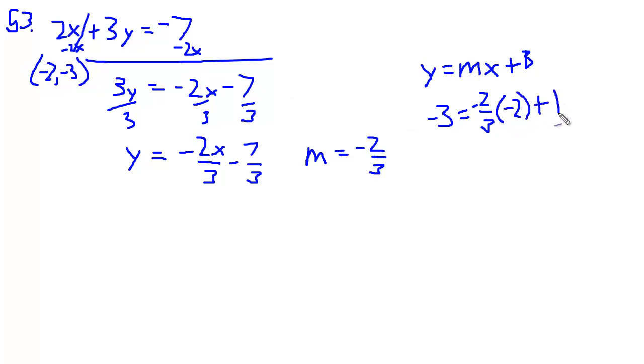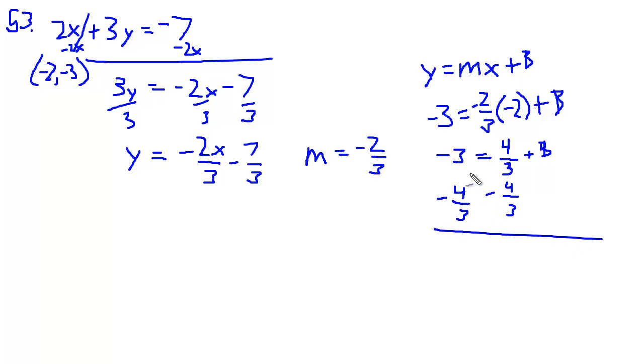Plus b. Okay, so now we get to multiply fractions together. You can use your calculator and use parentheses, negative 2 divided by negative 3 in parentheses, multiplied by negative 2. This will give you a fraction of 4/3. And you can use the math frac button to get that back into the 4/3 form, plus b. Now we've got to subtract 4/3 from both sides to get the b by itself.